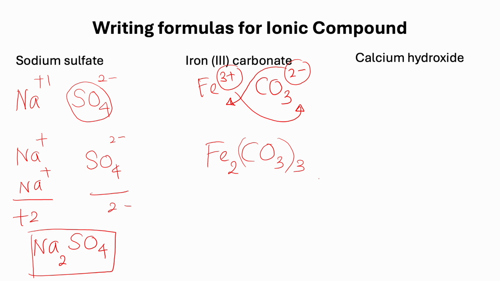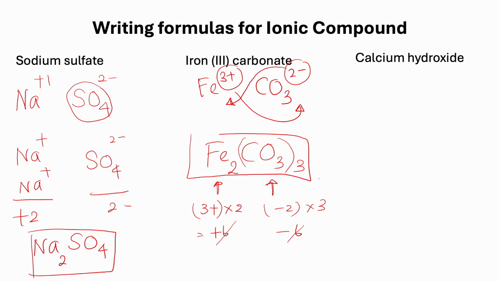Let's check their charges. So iron is 3 plus, and there are 2 ions in the formula, which gives you plus 6. This is for iron. And for carbonate, the carbonate group has a 2 negative charge, and there are 3 carbonates in the formula, which makes negative 6. Now these 2 will cancel out and you have a neutral compound, and this is the formula.